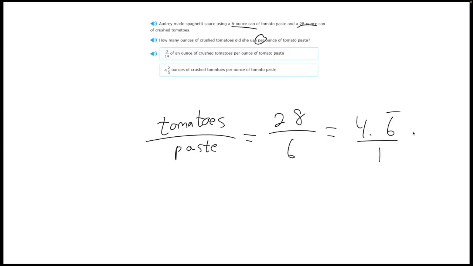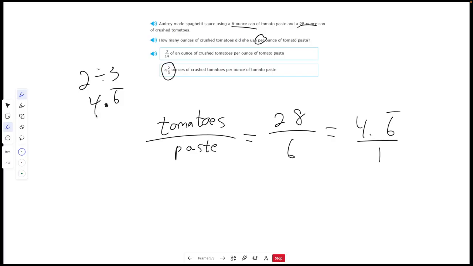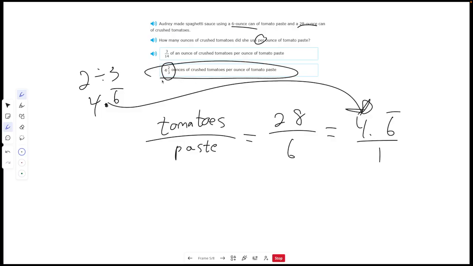And when you look at these answers, they're both in fractions, but if we look at this answer, if you were to type 2 divided by 3, you would get 0.6 repeating, which is the same as our answer, 4.6 repeating. So this bottom one is the correct answer.